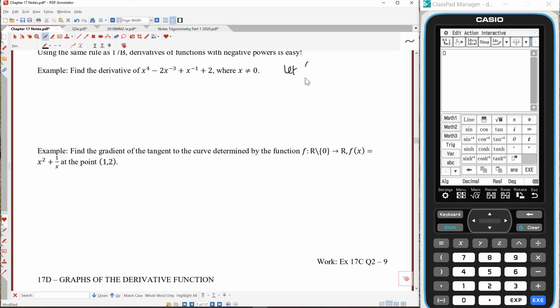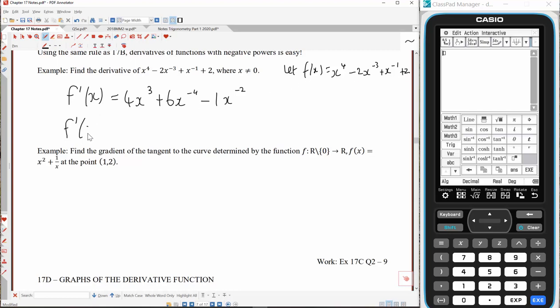So I'm going to say let f of x equal x to the 4 take away 2 x to the -3 plus x to the -1 plus 2. That's just so that I can use function notation because I really like function notation. So 4x to the 3 is that term. -3 multiplied by -2 is 6 x to the -4. -1 multiplied by +1 is -1, x to the -2. The constant chops out because that's x to the 0, and 0 multiplied by 2 is 0.